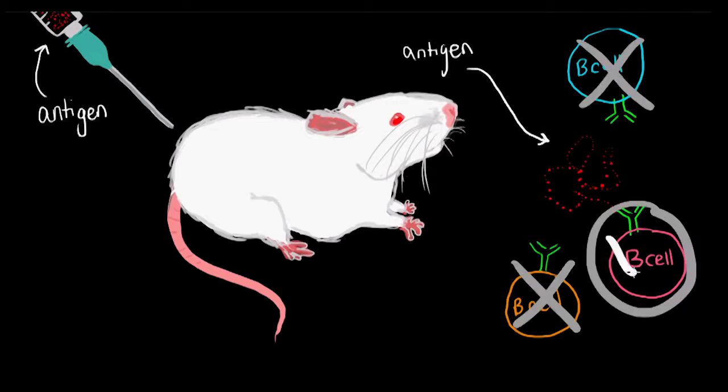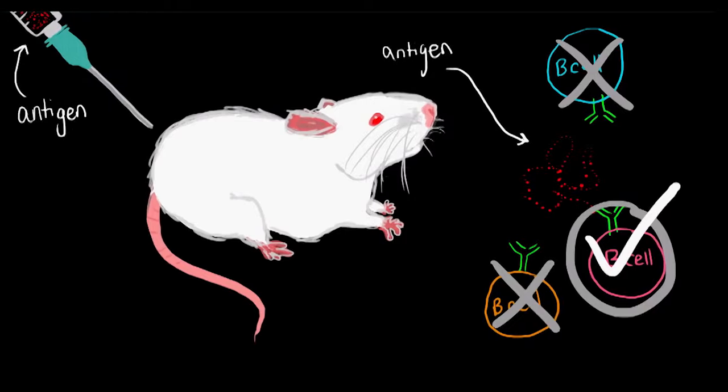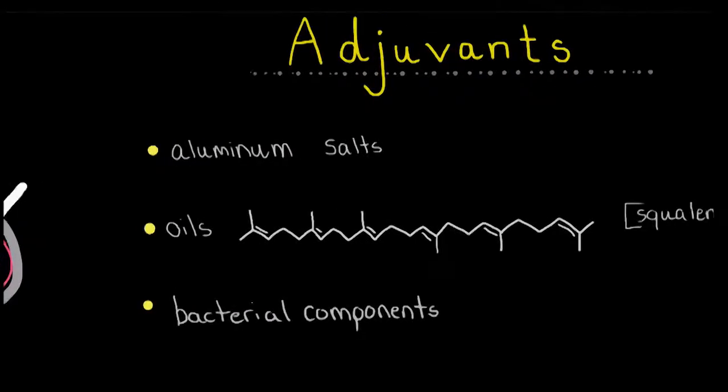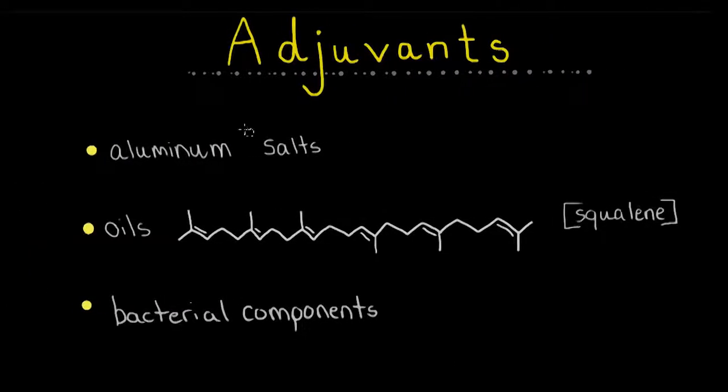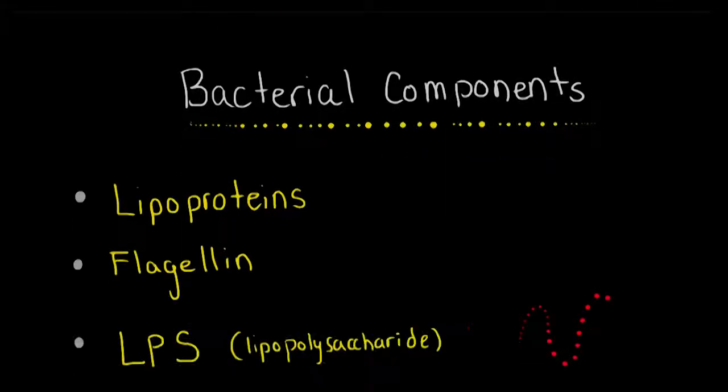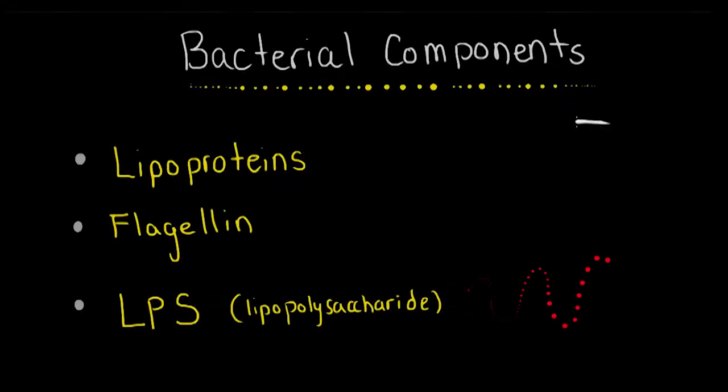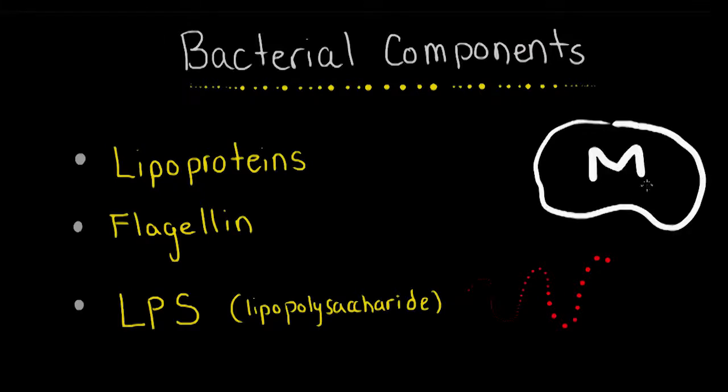and junctional diversity. Now, one thing I would like to mention is that these antigens are usually attached to adjuvants so as to boost immunogenicity of the antigen. Adjuvants may include aluminum salts, oils, and even bacterial components such as lipoproteins, flagellin, and LPS or lipopolysaccharides, which are recognized by TLR, which are toll-like receptors, specifically number 4, found commonly on macrophages.